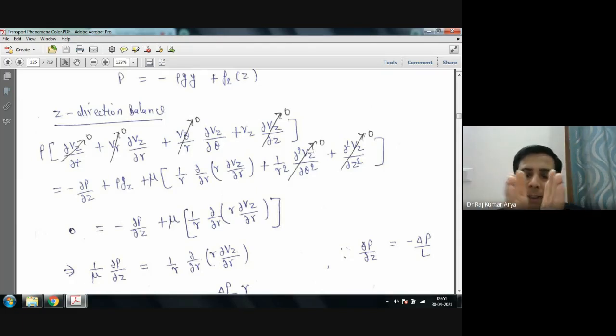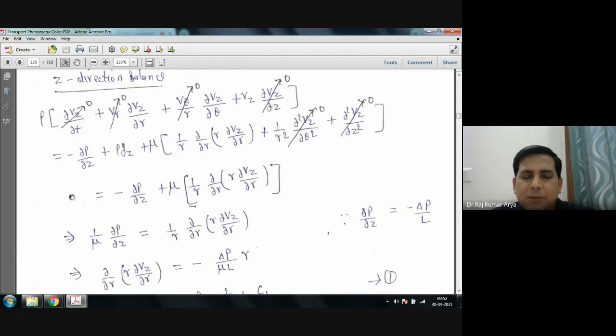However, it can change from one z to another, but at a particular z it is not changing with respect to theta. In that way, that flow is called axisymmetric flow. So for that condition, you can cancel the term del Vz upon del theta. The second term gets cancelled by putting in the condition of fully developed flow. So you are left with only the first term.